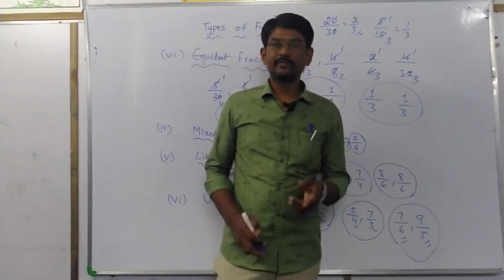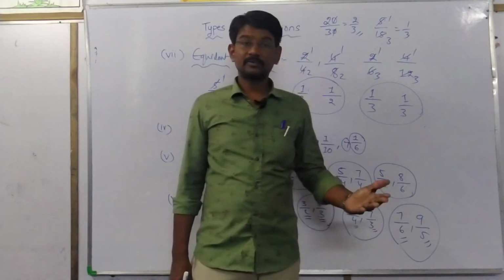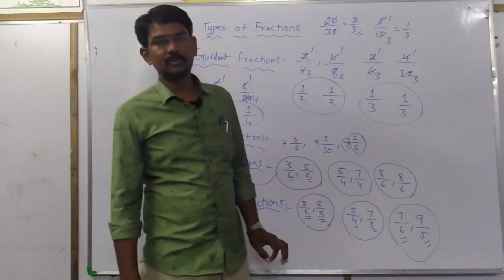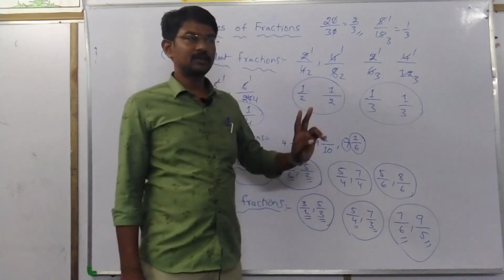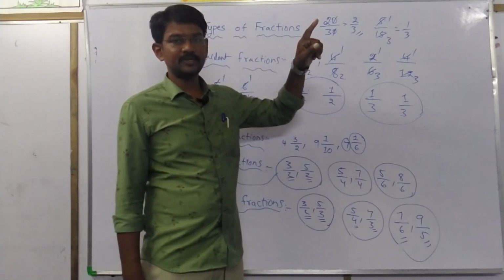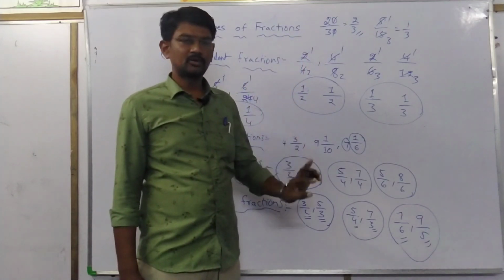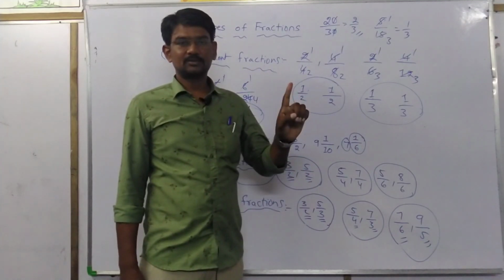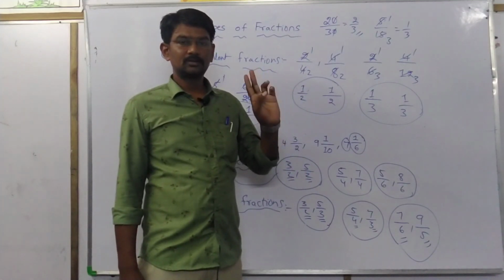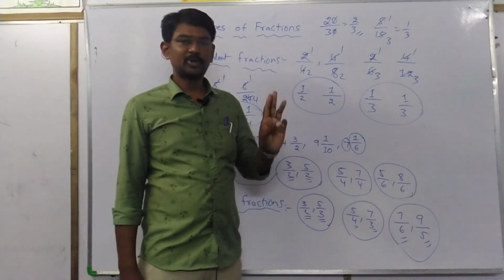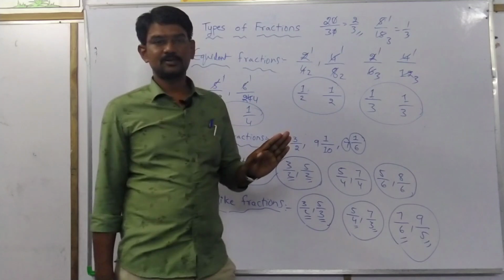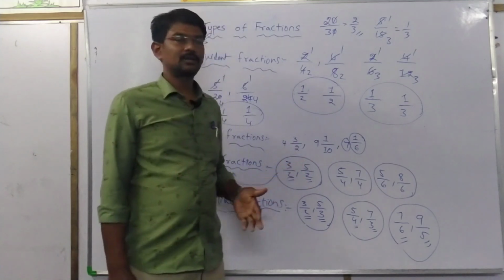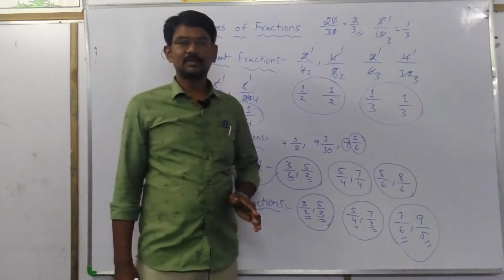Okay. First, different types of fractions. First, what is a fraction? A fraction is a tiny part of the whole thing. How many parts are there in a fraction? 2 parts. One is the numerator, upside, another one is the denominator, downside. Okay. Next, unit fractions, proper fractions, improper fractions, like fractions, unlike fractions, equivalent fractions. These are the types of fractions.